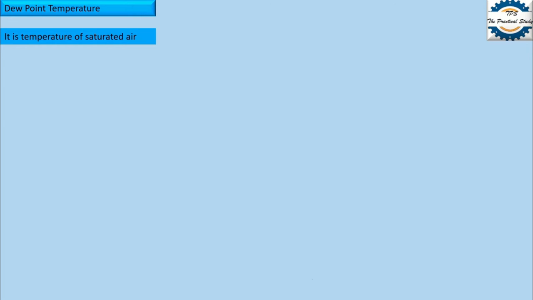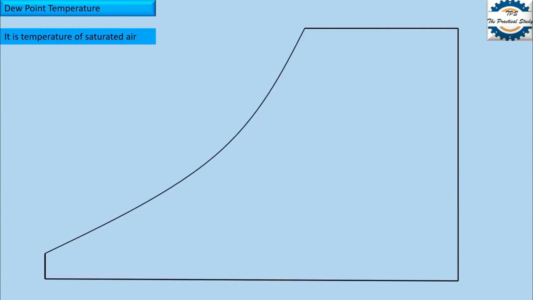Dew point temperature. It is the temperature of saturated air. What is saturated air? For example, this is air, and when it becomes full of water vapor, it is called saturated air. So the temperature of saturated air is called dew point temperature. This is the scale of wet bulb temperature, and it is also used as the dew point temperature scale, because this scale is drawn on the saturation line, as you can see, where the humidity is 100%. So this wet bulb temperature line and saturation line are used to measure the dew point temperature.